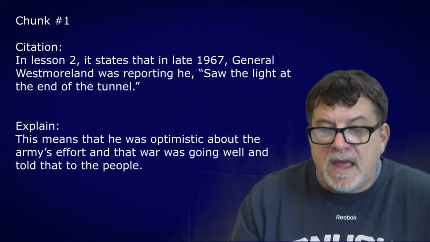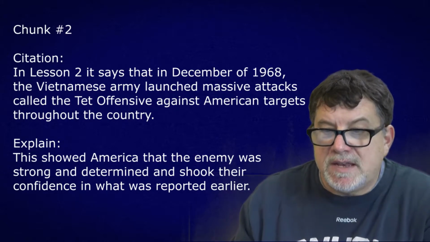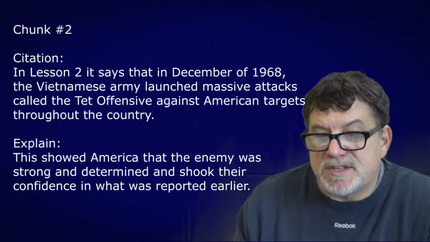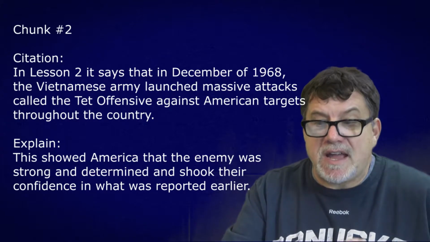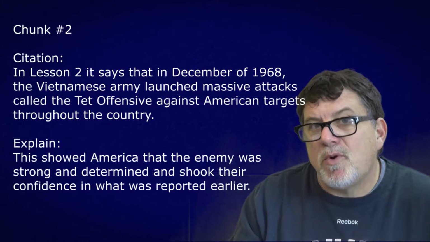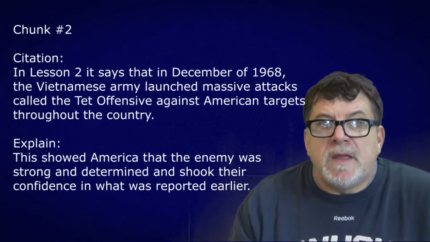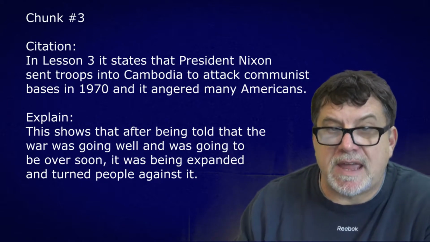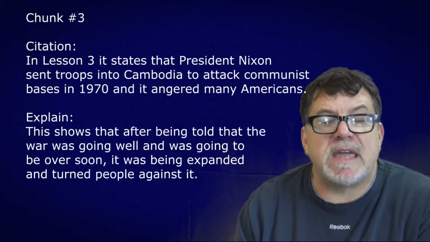Then I move on and talk about my second idea chunk, which is also in lesson 2. It says that in December 1968, the Vietnamese Army launched a massive attack called the Tet Offensive against American targets throughout the country. My explanation is that showed America that the enemy was strong and determined, and it shook their confidence in what was reported earlier. So those were my first two idea chunks. Now my third idea chunk comes from lesson 3. In lesson 3, it stated that President Nixon sent troops into Cambodia to attack communist bases in 1970, and it angered many Americans. That came from the text.